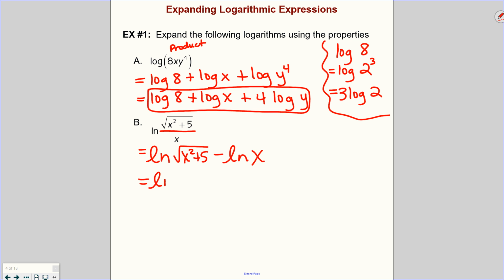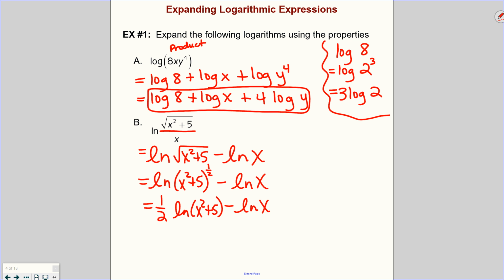Now, again, exponents are really important. So I'm going to rewrite x squared plus 5 to the 1/2 for the square root. And then I just have minus my ln of x. Now that I made it a power, I can move the power in front. And so this would normally be the way we would see that written.